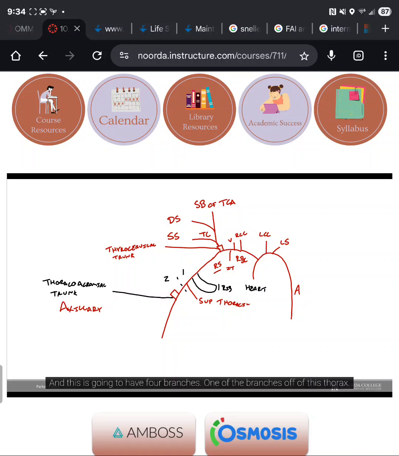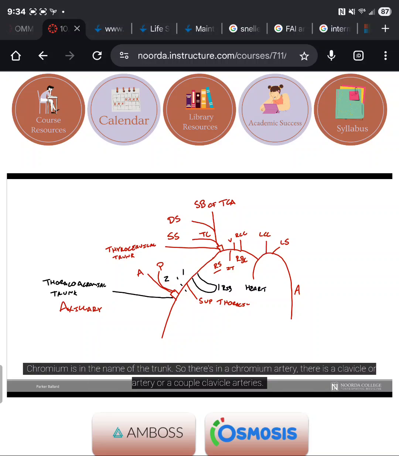And this is going to have four branches. One of the branches off of this thoracoacromial trunk goes to the pecs. So we're just going to call that the pectoral artery. And there's usually a couple different branches of that, so a few pectoral arteries. There is also an acromial artery, which makes sense. Acromial is in the name of the trunk, so there's an acromial artery. There is a clavicular artery or a couple clavicular arteries. And then the fourth branch, there's also a deltoid or a couple deltoid arteries. That is the thoracoacromial trunk.